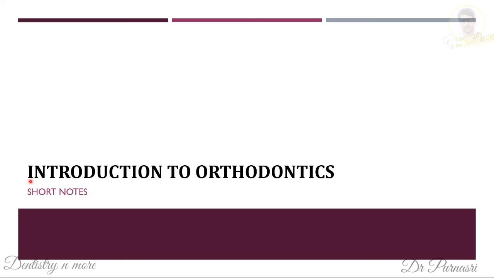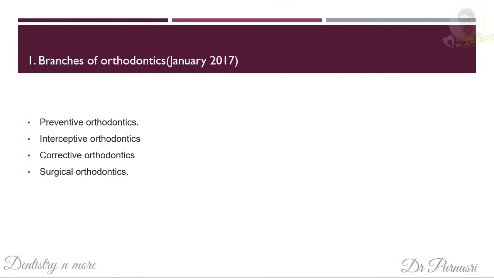Here short notes have been asked in the previous question papers. What are the branches of orthodontics? So these are four: preventive orthodontics, interceptive orthodontics, corrective orthodontics, and surgical orthodontics.